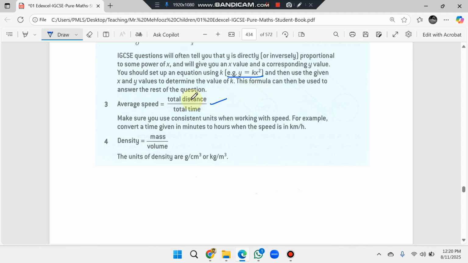Third is average speed, which has the formula total distance over total time. Make sure you use consistent units when working out the speed. For example, convert time in minutes to hours when the speed is in kilometers. So if you are working in kilometers, your time should be in hours. If you are working in meters, your time should be in seconds.